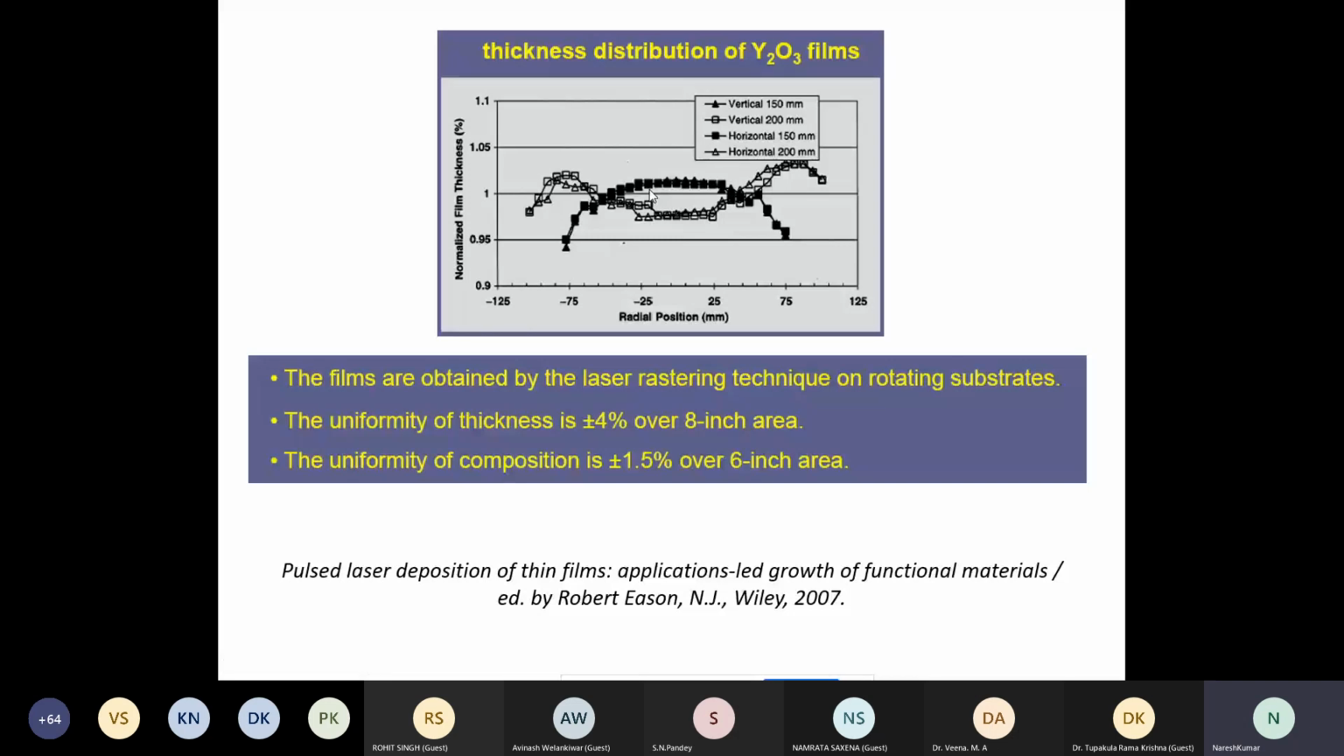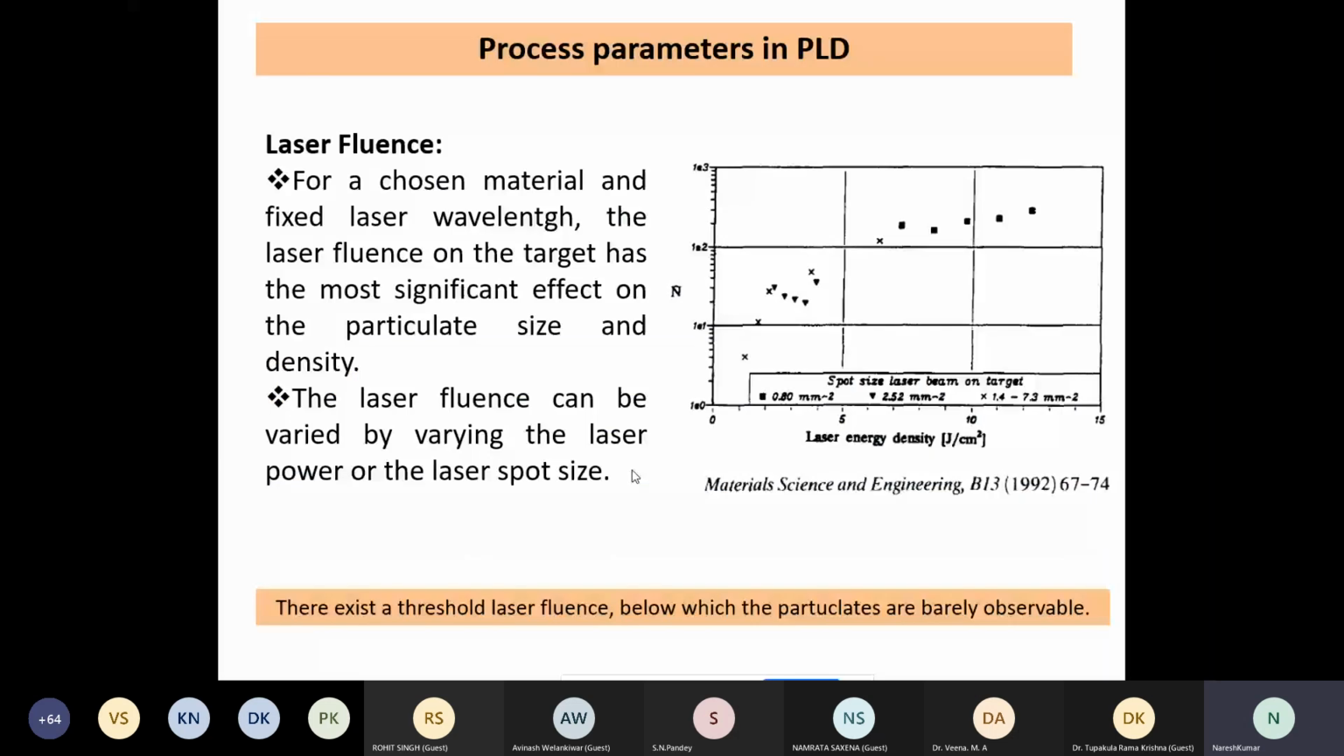So thickness from here to here, 4% over 8-inch, means from one end to the other end, the thickness varies by 4%. And if you go for a 6-inch substrate, then it is about 1%, provided you are rotating the substrate heater during deposition, right? This is one good way of controlling thickness.